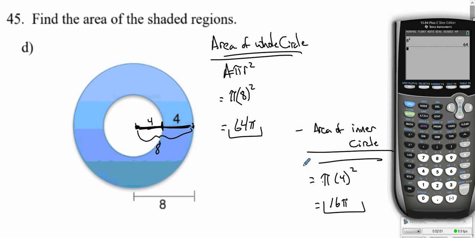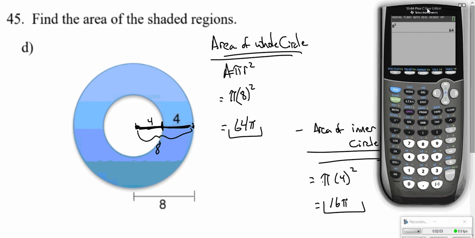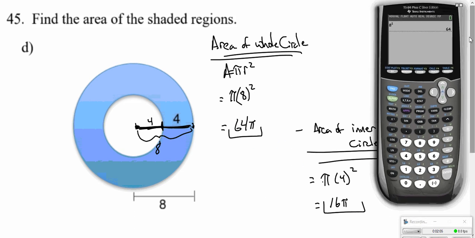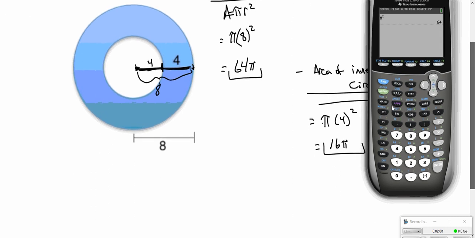Now, I know I need to subtract these. Let me move my calculator over just a little bit so I can scroll down here. Oop, out of the way. I know I need to subtract these. So what I'm going to do is the 64 pi minus the 16 pi. I'm not going to plug the pi in yet. 64, and sometimes you can do part of this in your head. 64 minus 16 is 48. So this is the area of the shaded portion.